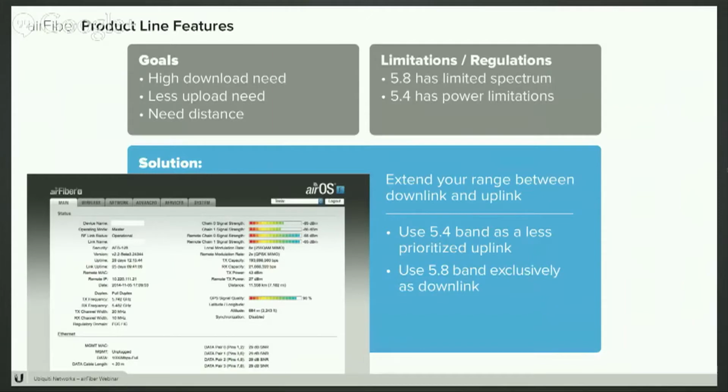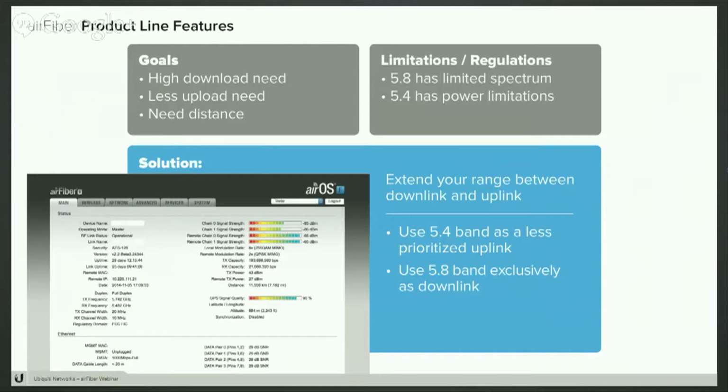In this particular case, we're using the 5.8 gig because that's a high power band where we can push a lot of data in one direction, and we're using the 5.4 band, which is a lower power band as a result of DFS limitations, coming back in the other. And we've split the bandwidth such that the 5.8 band is taking 20 megahertz of spectrum, while the 5.4 band is taking only 10.